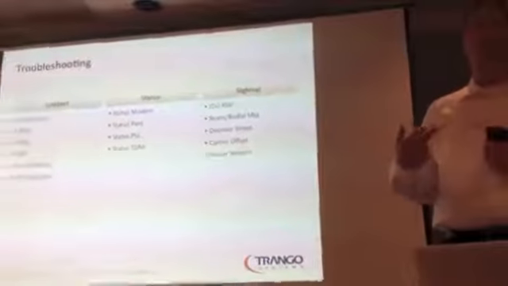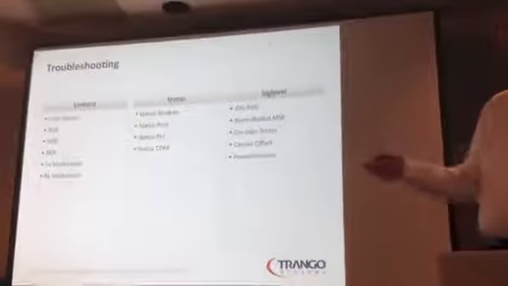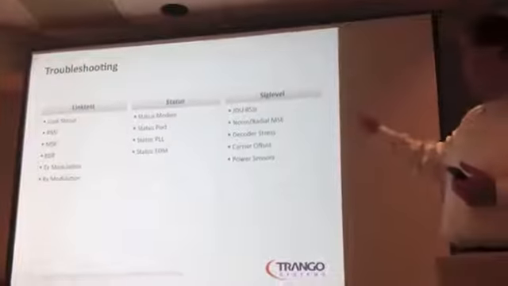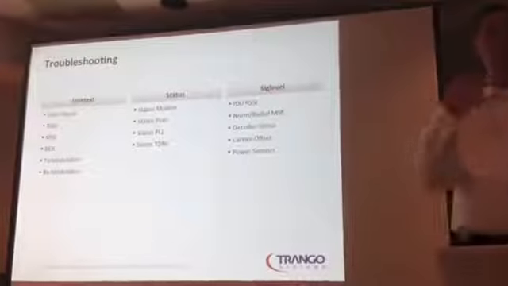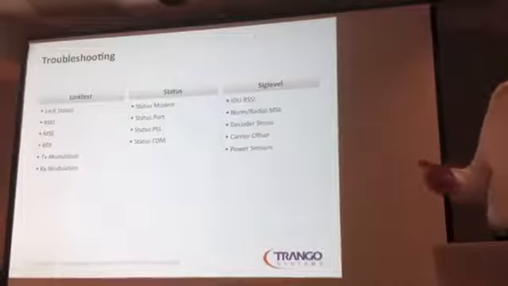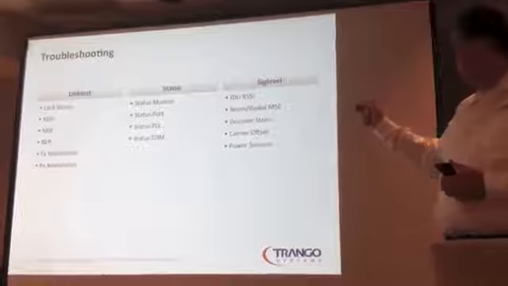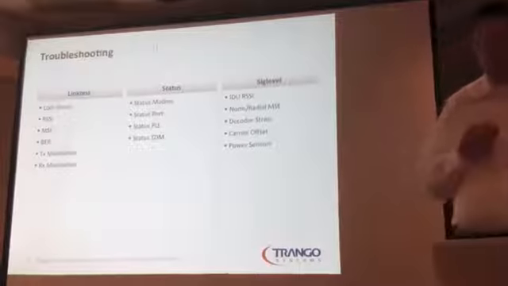It's different than the RSSI that you're seeing. I'll tell you what should be inside. Normalized radial MSE, it's just a little bit more detailed than the first MSE you see. Decoder stress, carrier offset, power sensors, we'll talk about all of them in just a second.